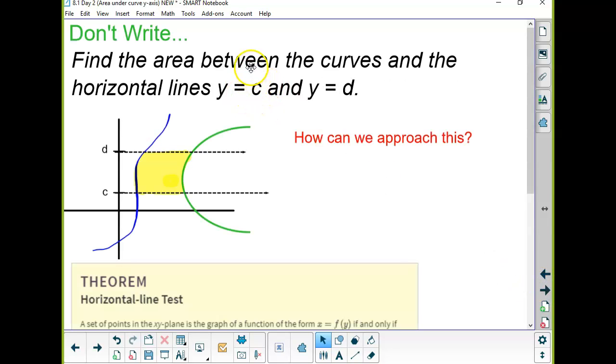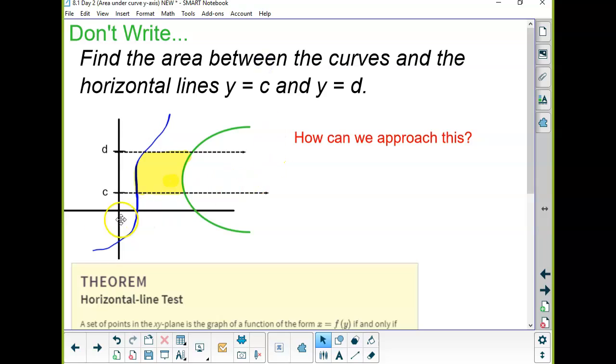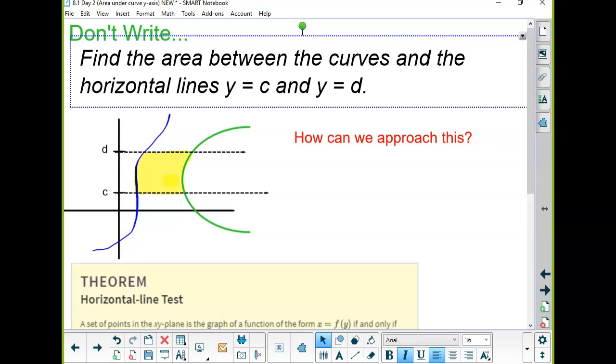Okay. I want you to think about this. What if I give you this graph and I say I want you to find the area between the curves, but now we have a horizontal line that divides it by y equals c and y equals b, and then our functions, which I didn't put in here, but this could be function f and g. What do you think you could do to approach finding the area of this function?